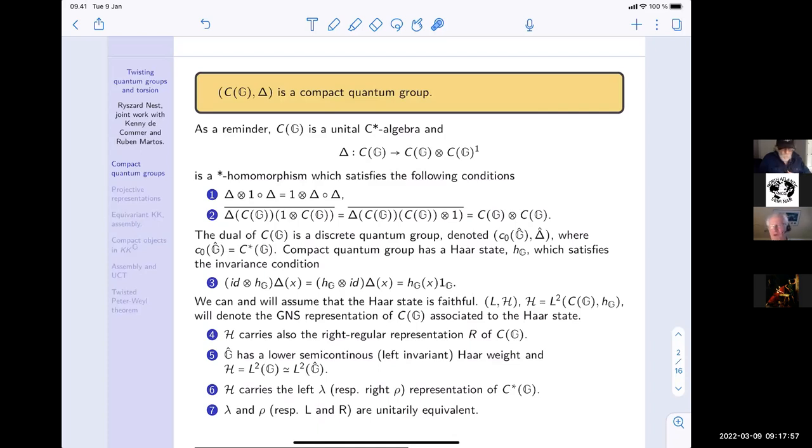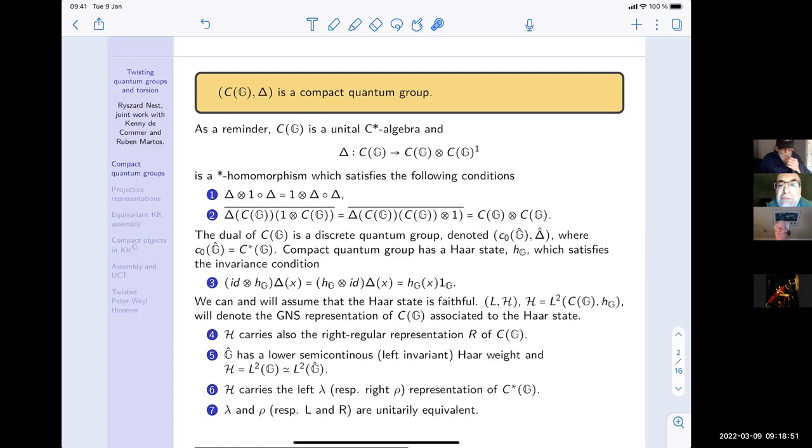So given a quantum group, there is a dual one, which is another algebra with coproducts satisfying these conditions. There are certain things that hold. The dual of a compact quantum group is a discrete quantum group. The corresponding C-star algebra is not unital. That's why I wrote this C0 here. Now, like in the classical case, a compact quantum group automatically has a Haar state. It's just a state on functions on the group, and this condition is just the invariance condition. We will assume that this state is faithful. For non-compact quantum groups, it doesn't have to be true, but here we can assume that.